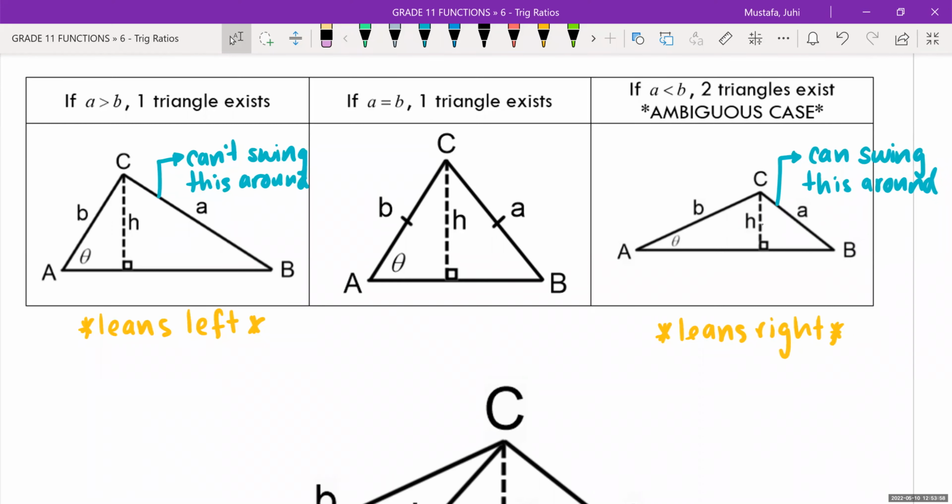Yes, so when A is shorter than the B side, that is when it's going to be ambiguous. That one is ambiguous, yes.